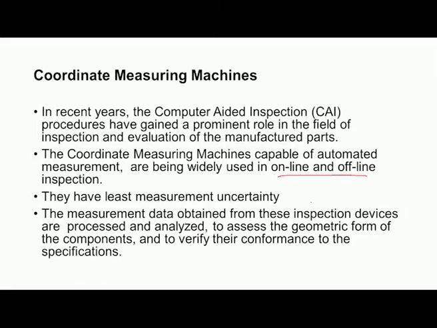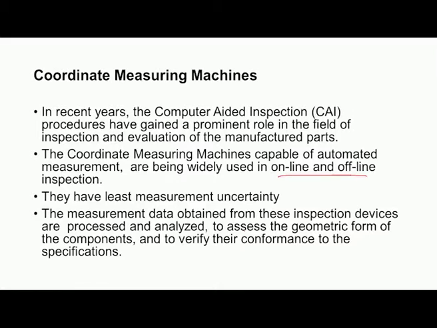Also, online inspection is possible. In the production line itself, we can include CMMs and the features can be checked. If the errors exceed the specified values, feedback can be given to the main computer, so that changes are made in the programs and errors are brought back within the limits.